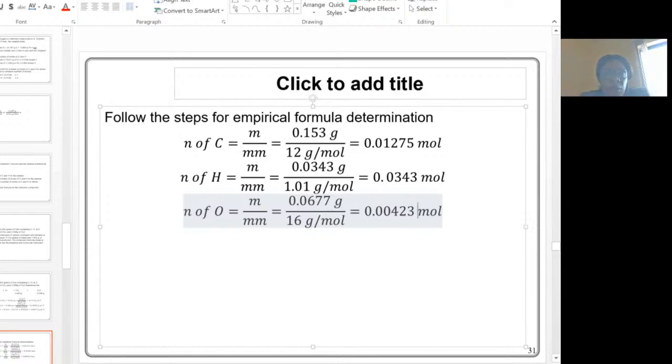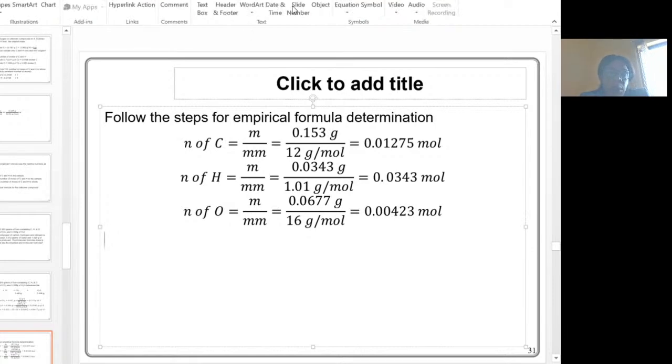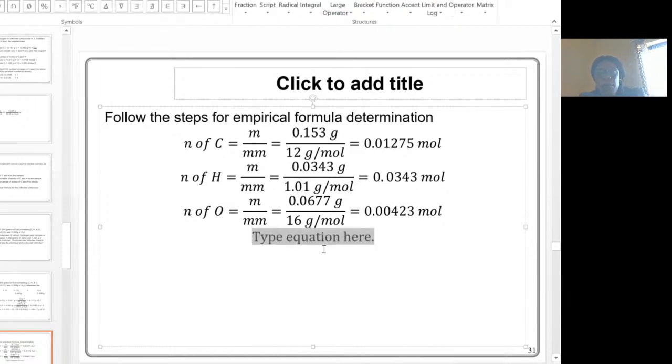Right. So now we have converted all the given quantities to moles. The next thing is you just have to divide by the smaller number of moles so that you get the mole ratios. The smaller number of moles here is basically 0.00423. So we'll divide throughout so that we get the mole ratios.